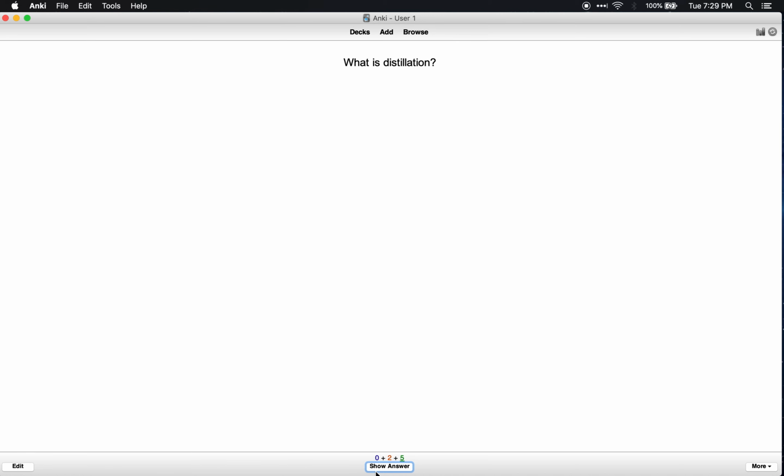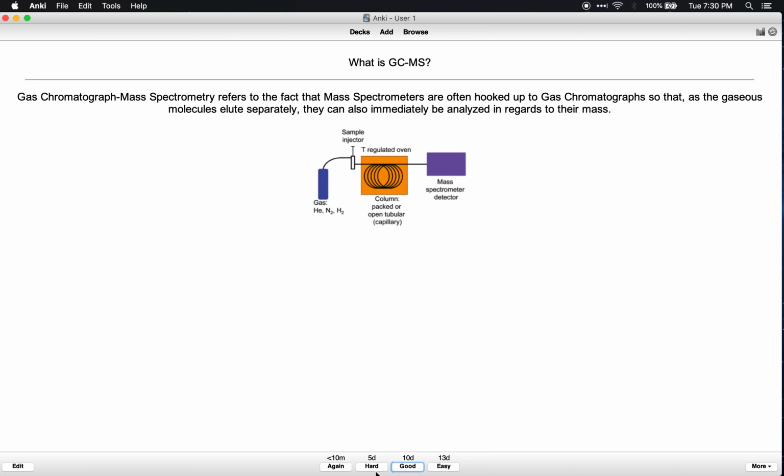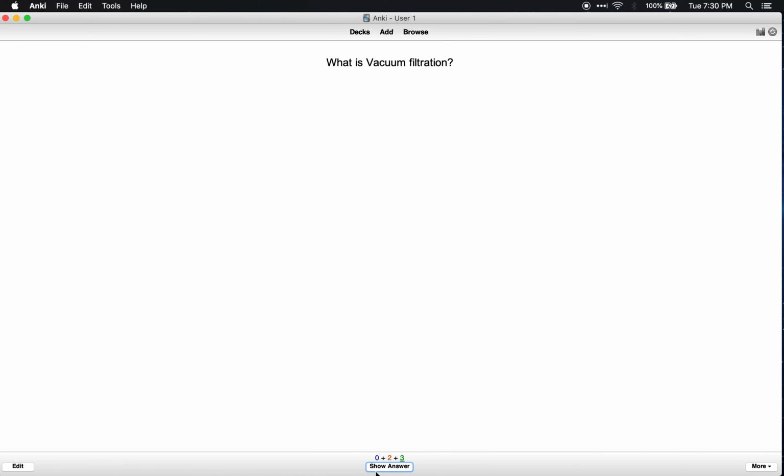A gas chromatography mass spectrometer is basically where you have a gas chromatograph, so you separate out gas molecules and you fire them into a mass spectrometer to identify the gas molecules instantly. Vacuum filtration is using a vacuum hooked up to this Büchner flask. You use vacuum filtration if you're trying to get a pure residue.